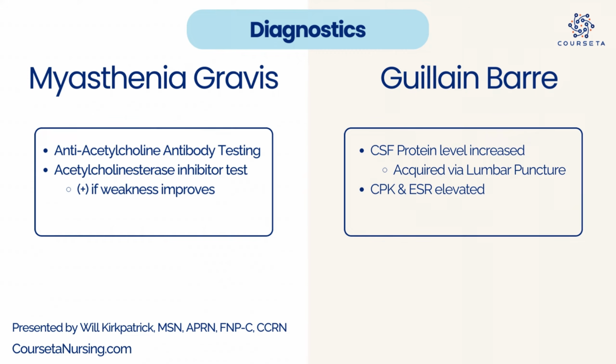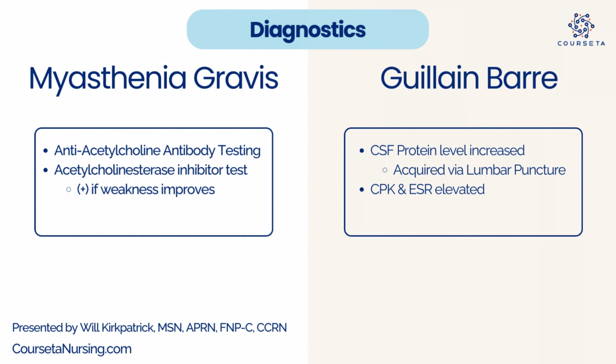So the main test that confirms myasthenia gravis is related to acetylcholine. So there's an antibody test that we can do, which is literally called anti-acetylcholine. If they are positive for that, that means it confirms myasthenia gravis. Another test we can do is actually using the treatment medication, such as acetylcholinesterase inhibitors. The result would point to myasthenia gravis if the muscle weakness improves after giving this medication.